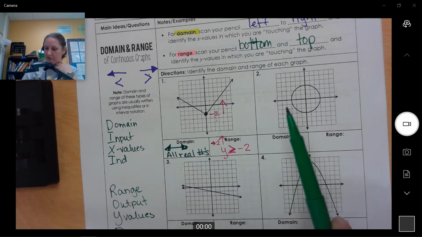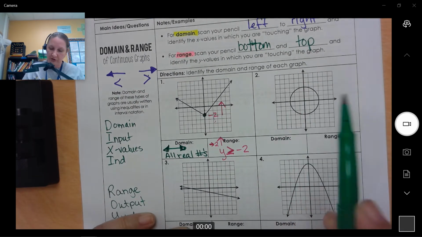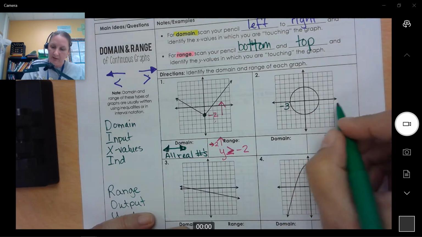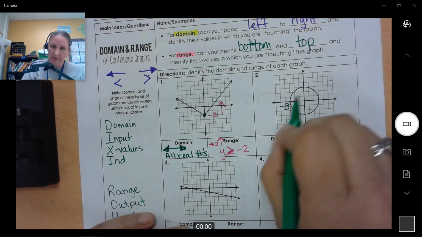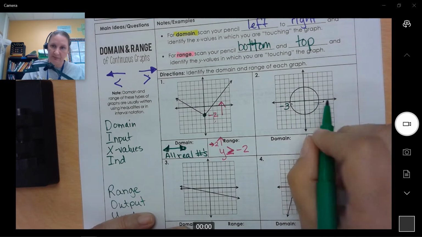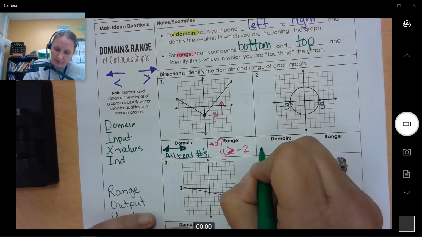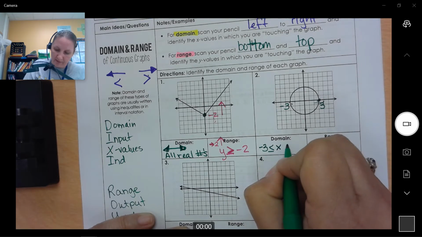All right, so we're going to do the next one. We come across. Where's the first place we touch it? We touch it at 1, 2, 3, negative 3. We keep going across. We can see it's going both below and above, but all we need to know is where's the last place we can see it. Last place we can see it is right here. So here we're going between negative 3 and positive 3.